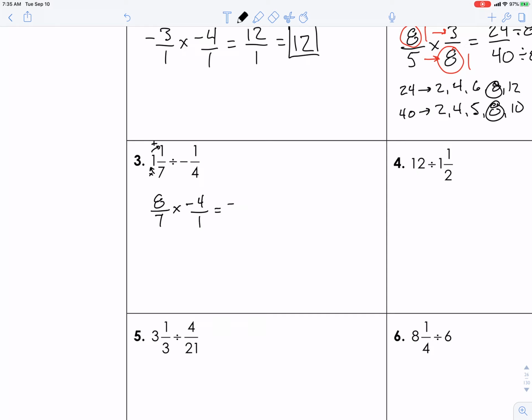8 times 4, that's 32. 7 times 1 is 7. So now I've got negative 32 over 7. Now I can reduce that.